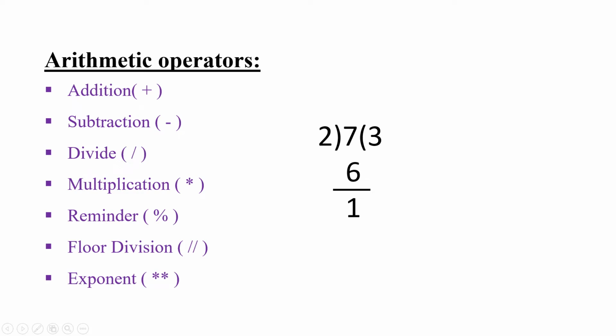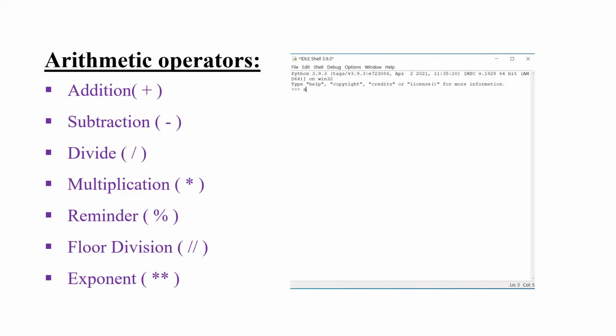We'll see in the Python shell. a is equal to 7, b is equal to 2. Print of a modulus b will get the output as 1.